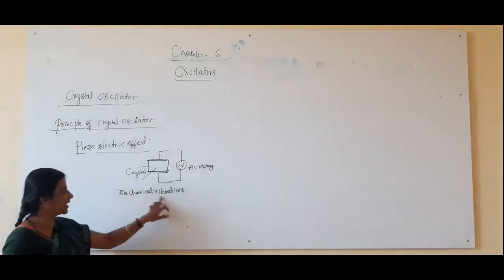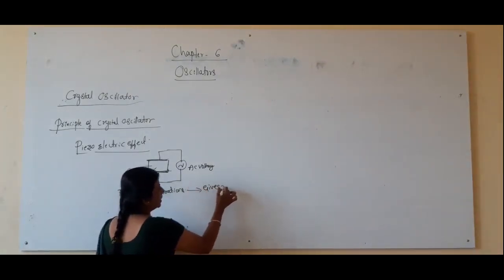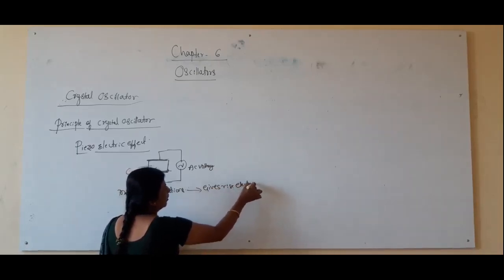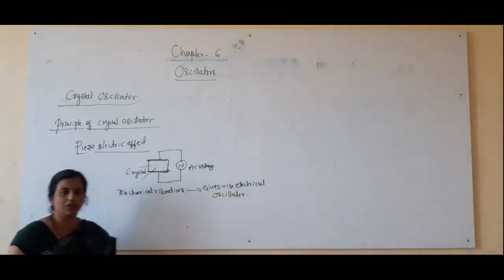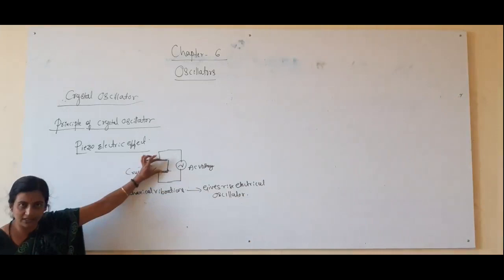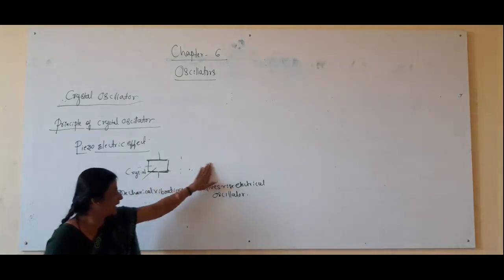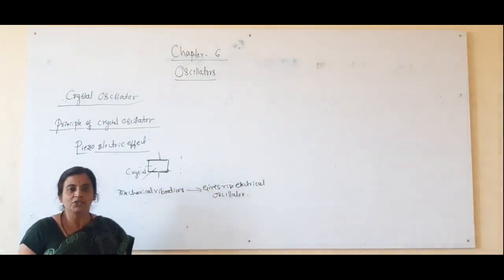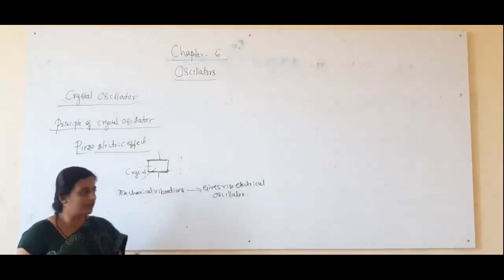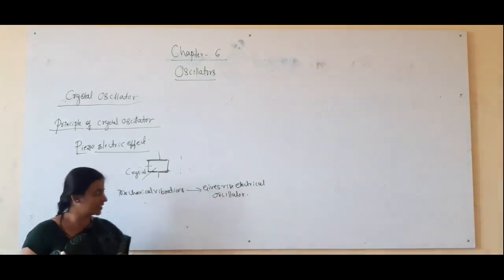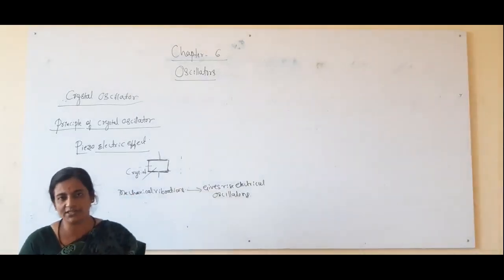So that mechanical vibration gives rise to electrical oscillations. And your crystal starts oscillating with a particular frequency of oscillation. So this crystal starts oscillation. Once the crystals are excited, it causes the mechanical vibration. Those mechanical vibrations themselves give rise to the electrical oscillations inside the circuits. So those electrical oscillations of certain frequencies are going to be produced.